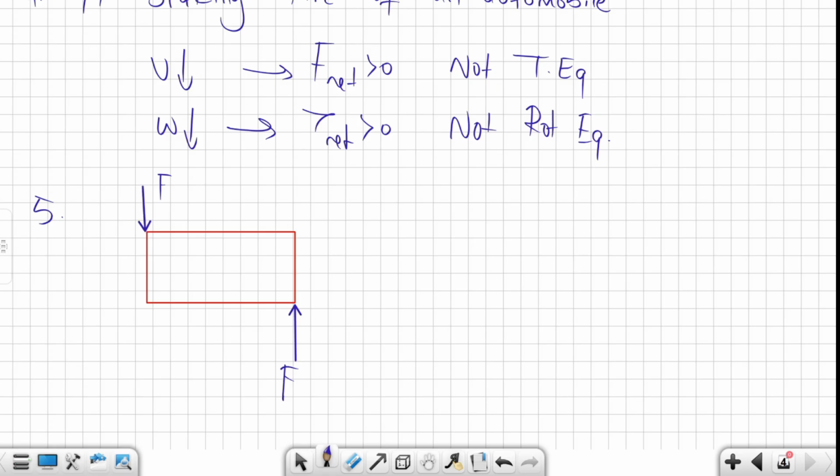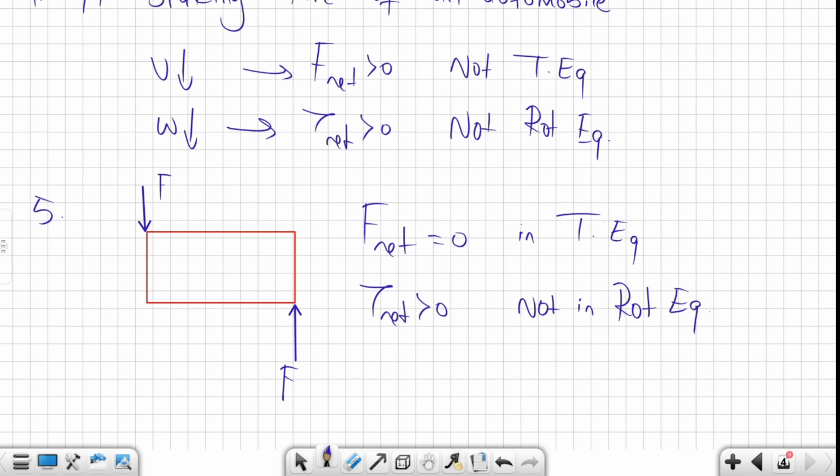In this example, the net force is equal to 0, but net torque is greater than 0. Since net force is equal to 0, this object is in translational equilibrium, but it is not in rotational equilibrium. Remember that, please. Now let us solve some calculation questions about equilibrium.